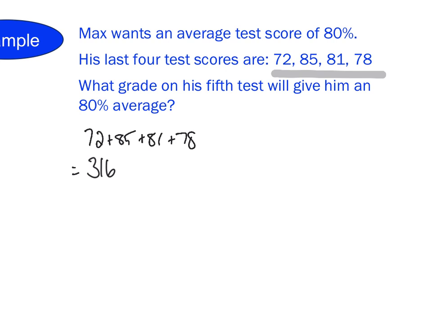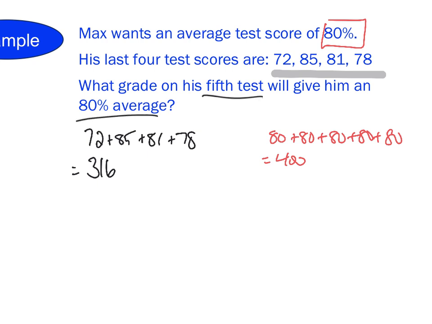So in this case, it's like they got an 80% each time. So if they got 80 each time, that's 80 plus 80 plus 80 plus 80 plus 80, which is what? 400. Now you'll notice that I have 5 80s because we want an 80% average over 5 tests. I added 80 five times and we got to 400.